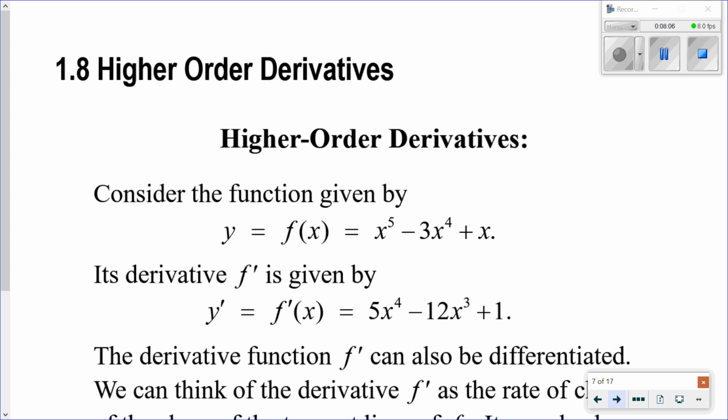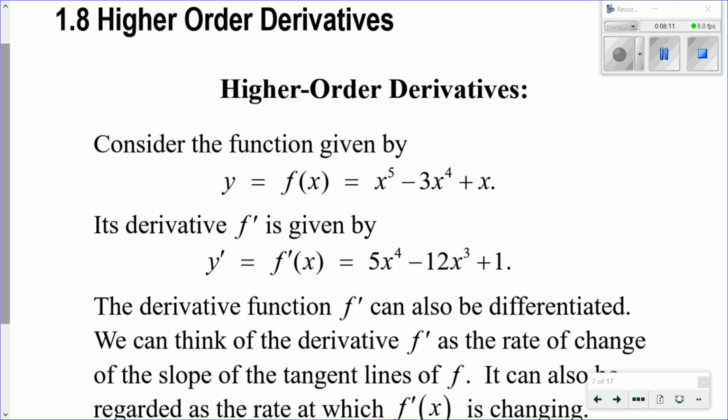All right, on to section 1.8, higher order derivatives. So the idea here is, we already know how to take the derivative of this. We have this function, take the derivative. So the derivative is 5x to the fourth minus 12x plus 1. That's our first derivative. The idea with higher order derivatives is that we can take the derivative of a derivative. I will talk in a little while about why that is useful, but I can find out how my rate of change is changing.